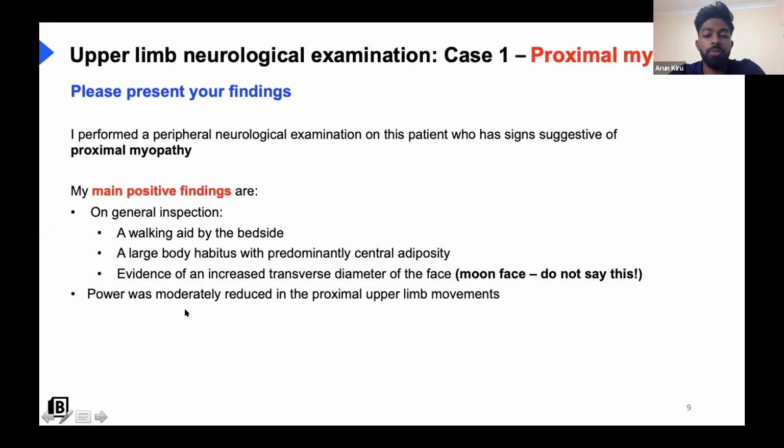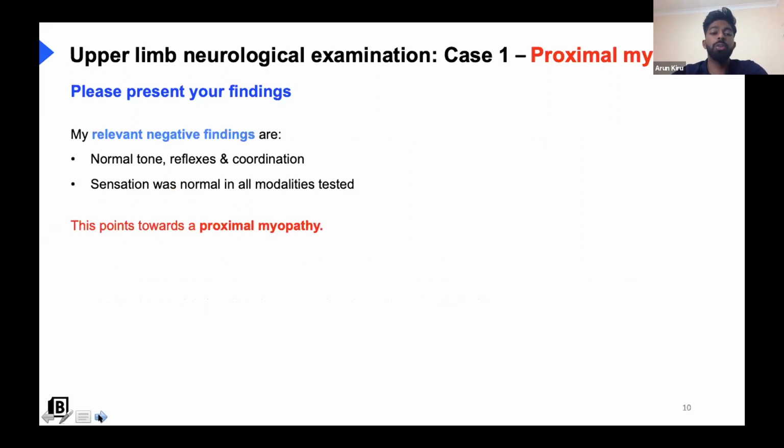Power was moderately reduced in the proximal upper limb movements. A lot of people will only mention that. Okay, so you're already picking up on extra findings. You go into negative findings. In a neuro station, it's quite easy. You can just say negative findings are the normal aspects of your examination because it's a very structured exam. So my relevant negative findings in this case are there was normal tone, normal reflexes, normal coordination, and then sensation was normal in all modalities tested, whether you use proprioception, light touch, pain, temperature. To summarize, this points towards a proximal myopathy. So there you go, you've got a really, really good presentation.